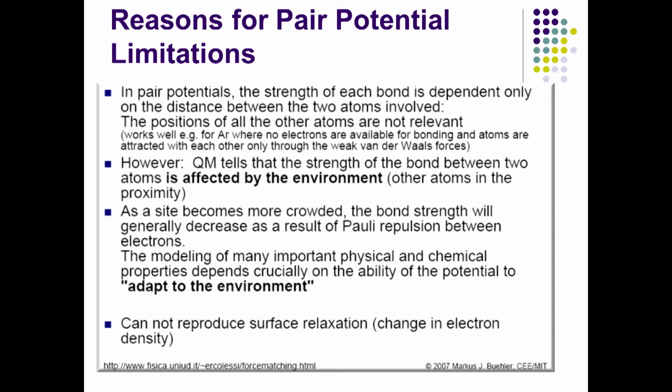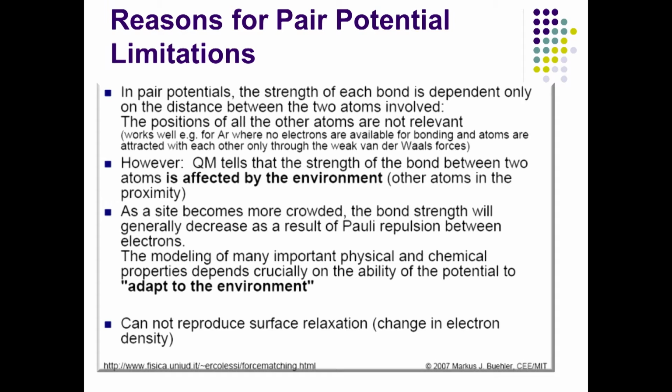If you look at it in a quantum mechanical way, it tells us that the strength of the bond between the two atoms is affected by the environment. So, what is the pair potential doing? Not taking care of the environment. That is where the anomaly comes from.